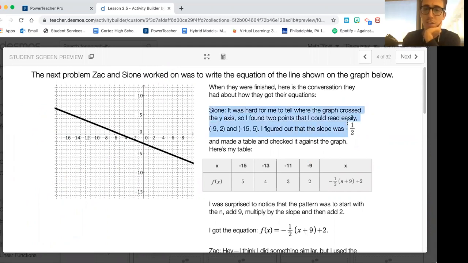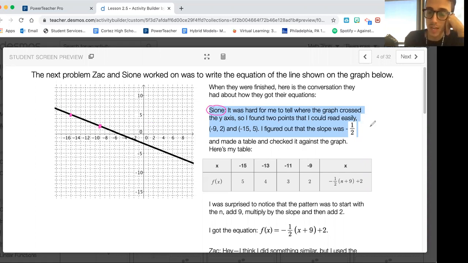Sion said, it was hard for me to tell where the graph crossed the y-axis, so I found 2 points I could read easily, which would be -9, 2. I'll map those out so we can see them. So -9, 2. Probably be right here. Yeah, it's definitely right there. So when I talk about Sion's work, I'll use pink. And then -15, 5, which was right here.